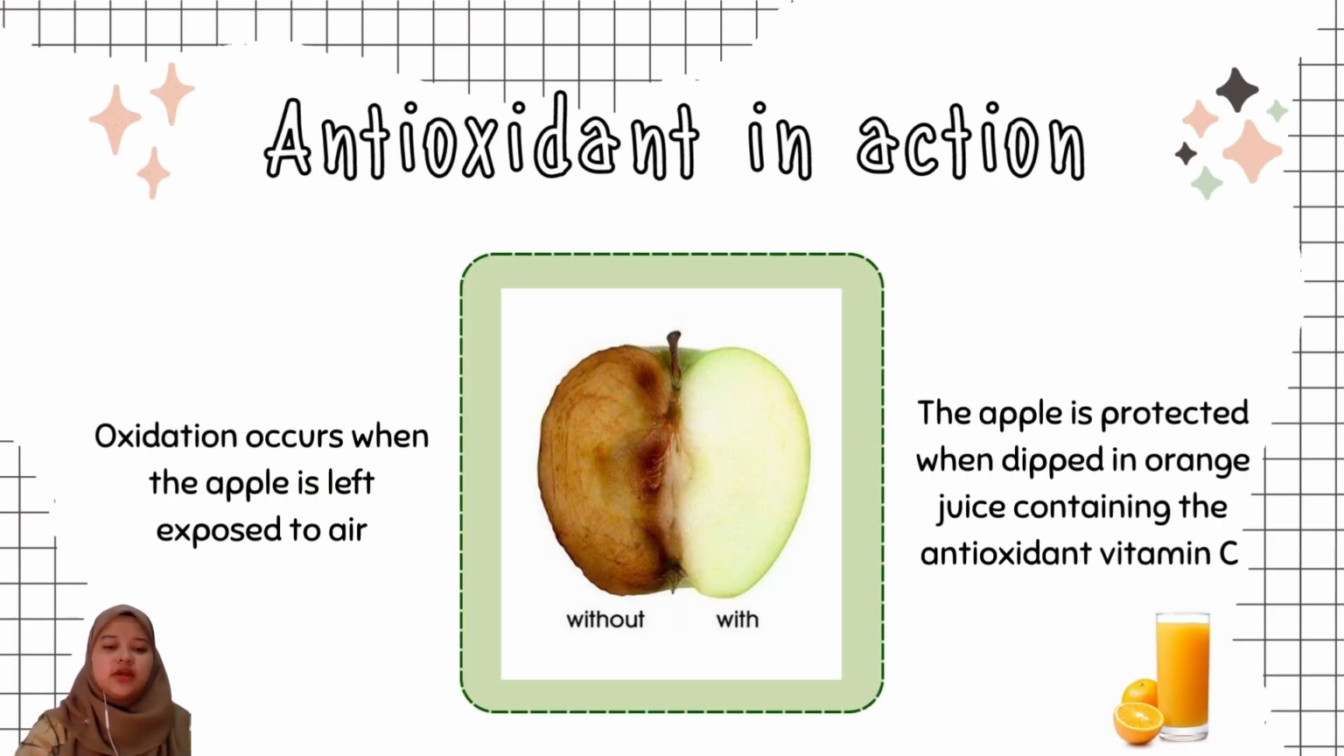Antioxidant in action. Based on the picture, the browning on the left apple happens because oxidation occurs when the apple is left exposed to the air. Meanwhile, the right apple stays fresh because it is protected when dipped in orange juice containing the antioxidant vitamin C.